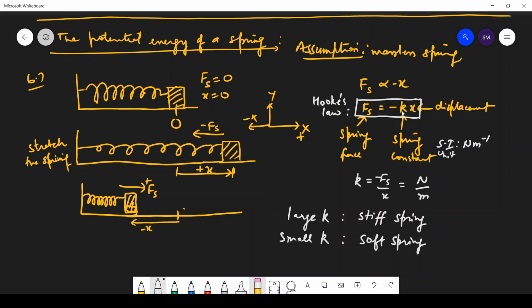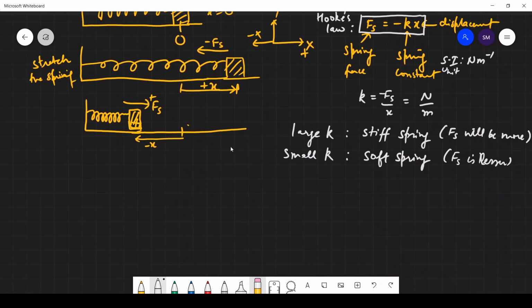So if k is lesser, the spring force will be lesser, right? And if k is more, the spring force will be more, right? Okay. Now, spring force is also a conservative force.